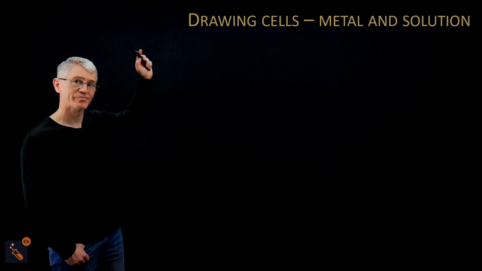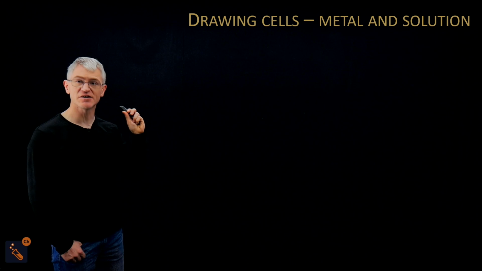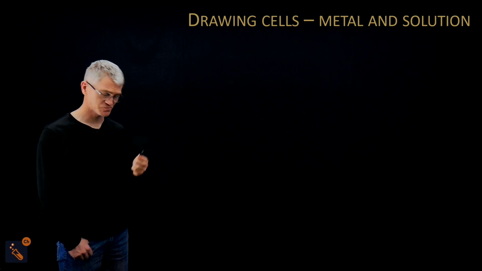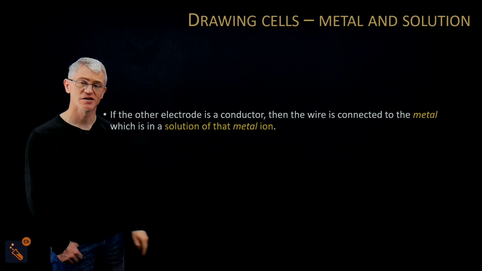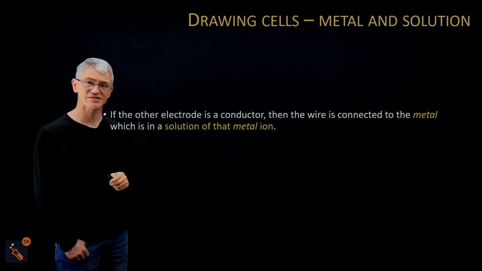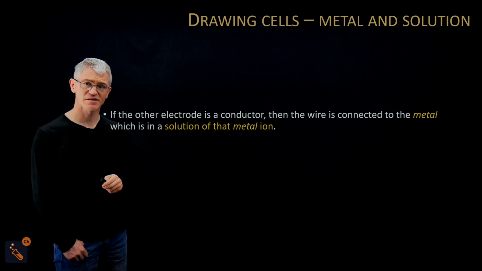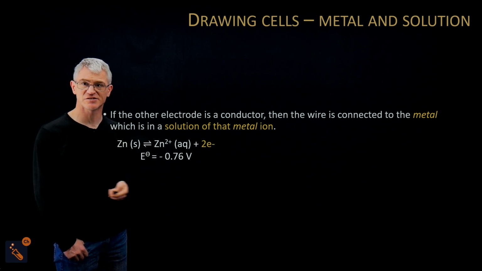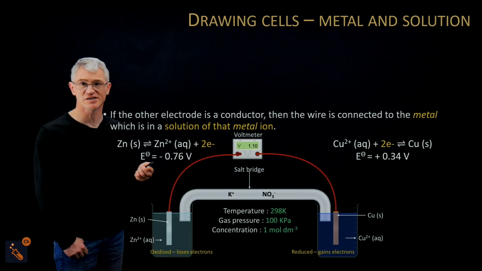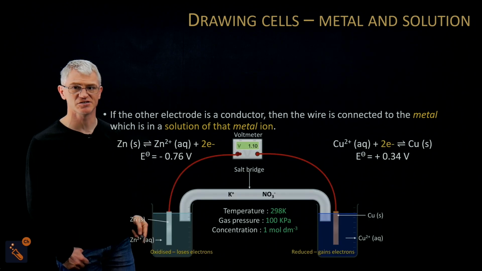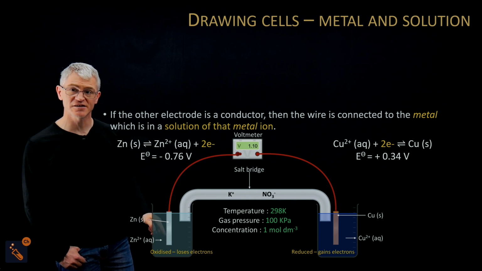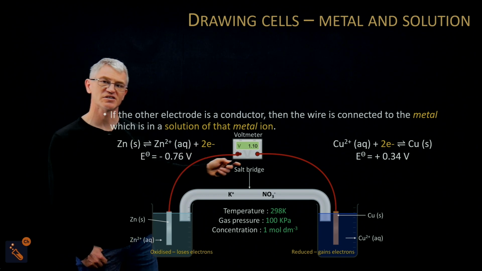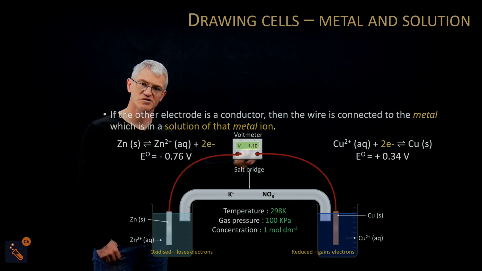Now, drawing cells. There are 3 types which you might be asked to draw. It's more than likely you'll only get to do the first one, but you could be asked to do 3. So if the other electrode is a conductor, then the wire is connected to the metal, which is in a solution of the metal ion. I've shown you that already in terms of this equation here. You can see the metal ion is in solution, and you've got a piece of that metal connected to a wire, which is connected to a voltmeter with a salt bridge.